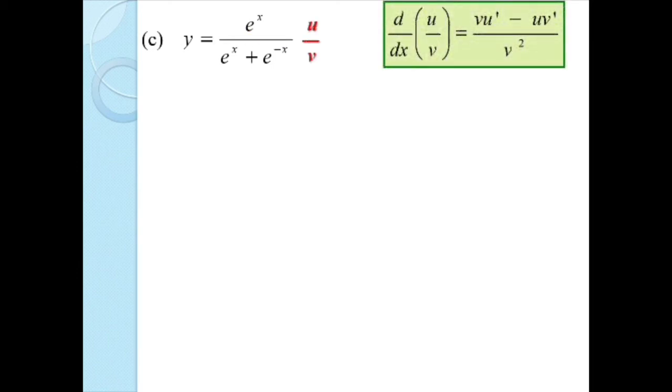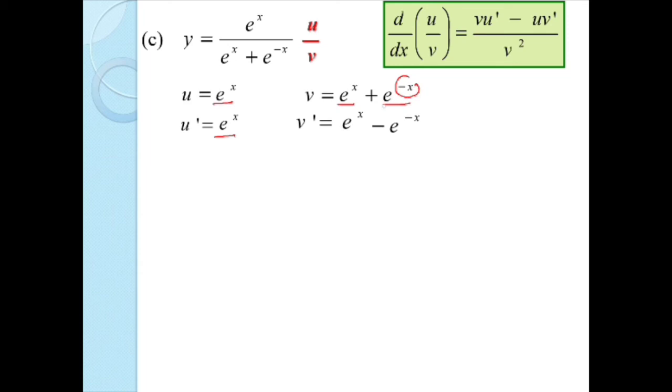Now, question C. There is a fraction, and on top, there's x term. Below, there's also x term. This is where we have to use the quotient rule. Remember your quotient rule, you have to let u as your numerator and v as your denominator, and then differentiate u and v one by one. Differentiate u, what you get is e power of x, exactly the same. Next, to differentiate v, this is e power of x, so just write e power of x, but you have to differentiate e power of negative x.